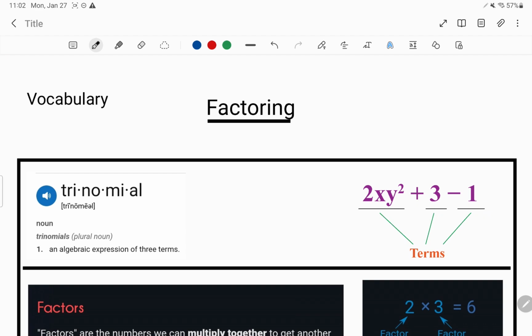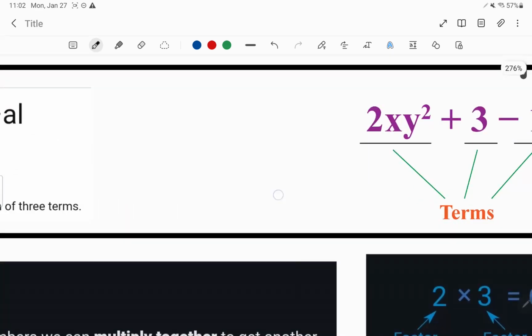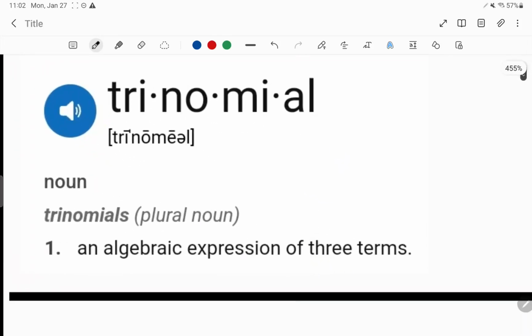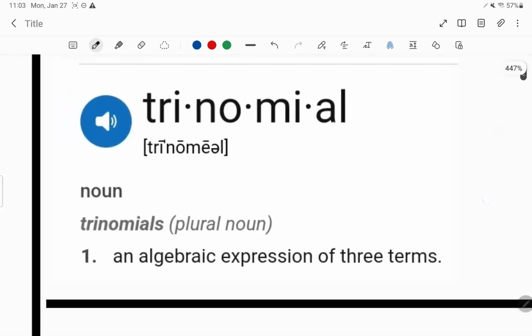Alright, so let's go over factoring. We're going to go over some vocabulary first. You can stop the video and take the notes, because I'm actually going to be grading this later this week. So vocabulary, this is the very first word.